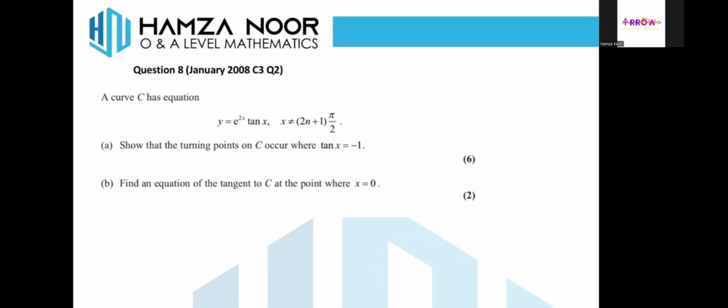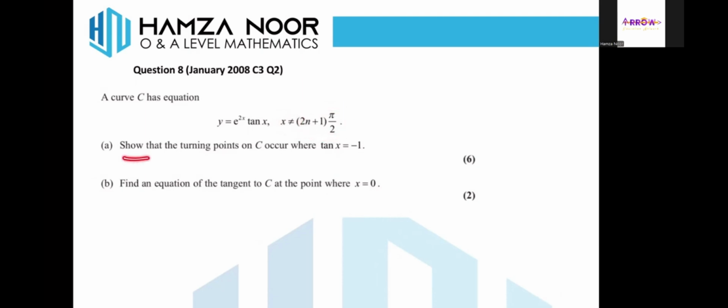Okay, so the question says that a curve C has equation y equals e raised to the power of 2x times tan x, where x is not equal to (2n+1) times pi over 2. This means that x is not an odd multiple of pi over 2, because at an odd multiple of pi over 2, the function tan x is undefined. The graph of tan x will have vertical asymptotes at those points, because at those points cos x is equal to 0. So this is a brief way to read this domain: x is not equal to an odd multiple of pi over 2.